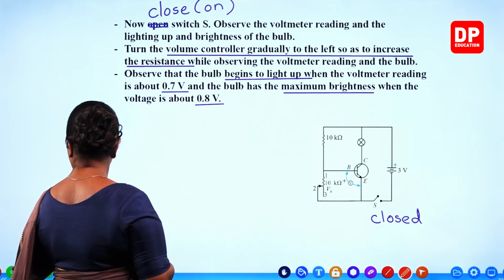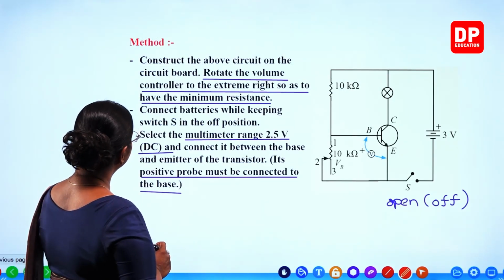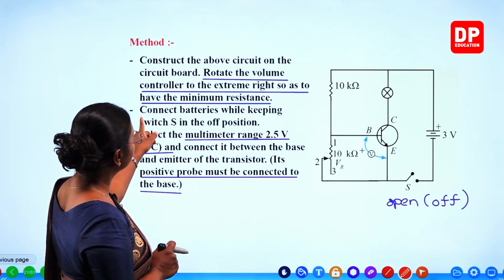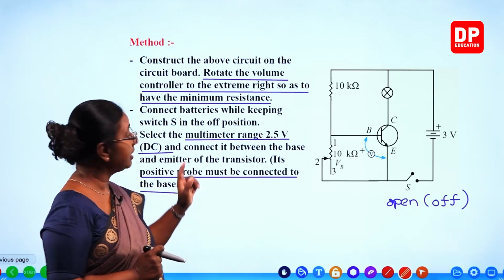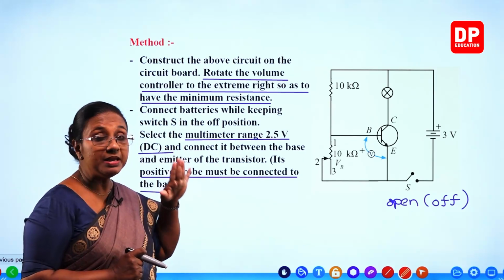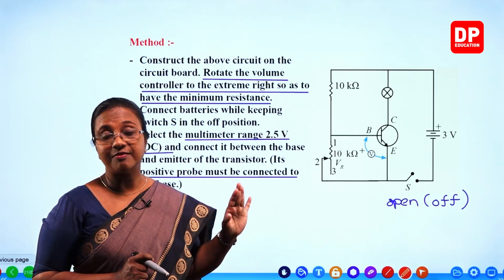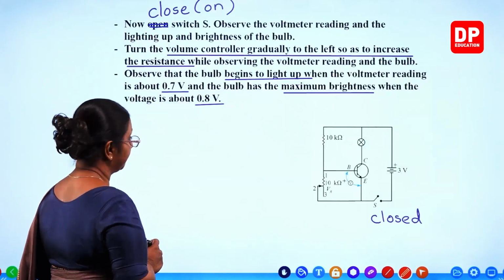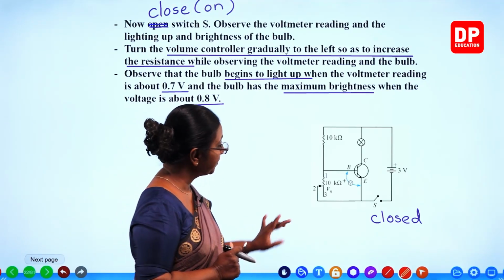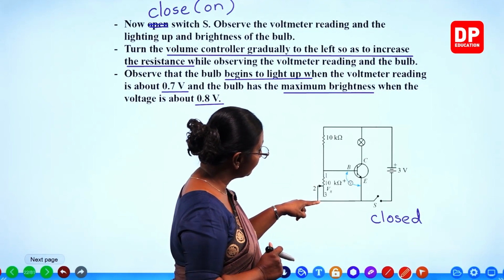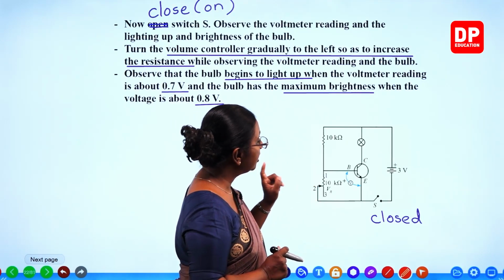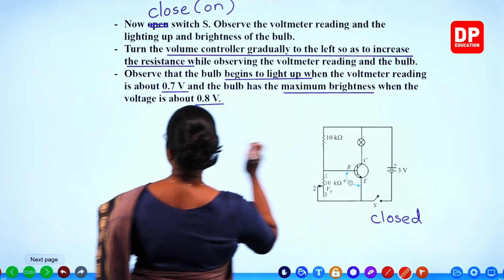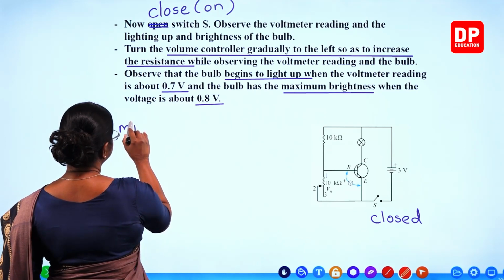If you want, we can go back to the previous activity. Here you can see, initially we rotate the volume controller to the extreme right, so as to have the minimum resistance. We have the minimum resistance there. When the resistance is minimum, now I will explain it here. When the resistance is minimum here, what do you think will happen? The current will flow.